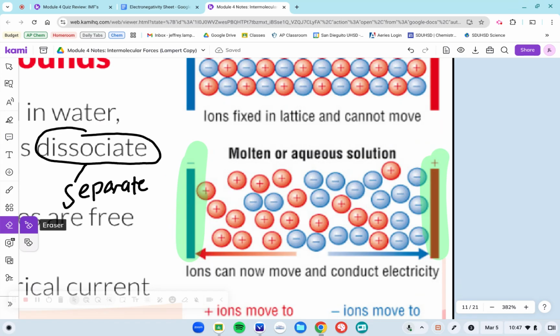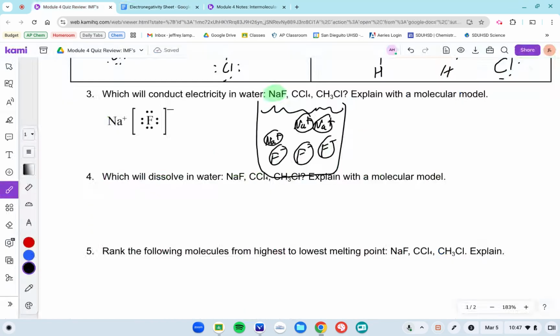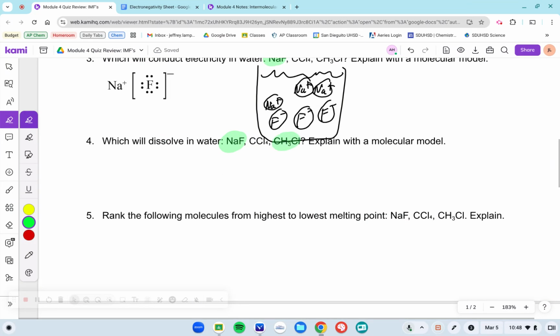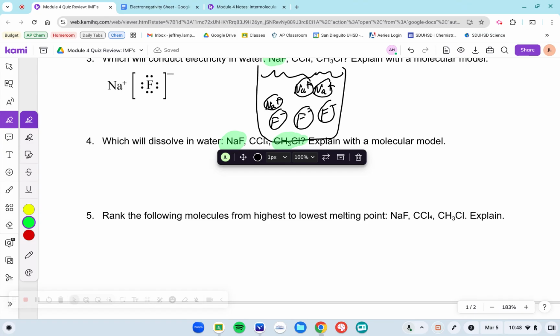That would just add a little bit more detail to my diagram. All right, now on to number 4, which one will dissolve in water? So remember, to dissolve in water, it has to be able to make attractions to water. Now, since water has a positive and a negative, we then need molecules that also have positives and negatives. So the ones that always have a positive and negative would be NaF and CH3Cl.